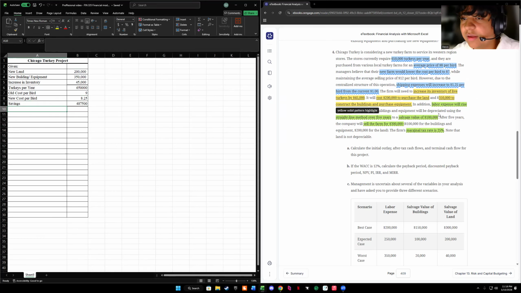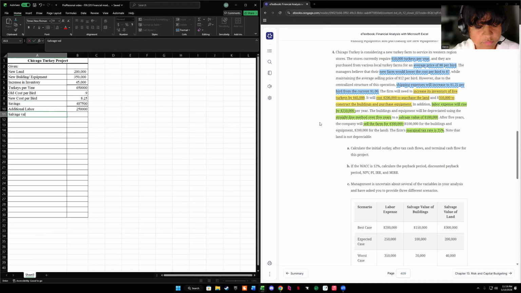Now I'm going to be going down this way, which is also going to go into terminal cash flow value and also our after-tax cash flows, which, yeah, the labor expense, additional labor, is going to go up by 250. All right, that's good.